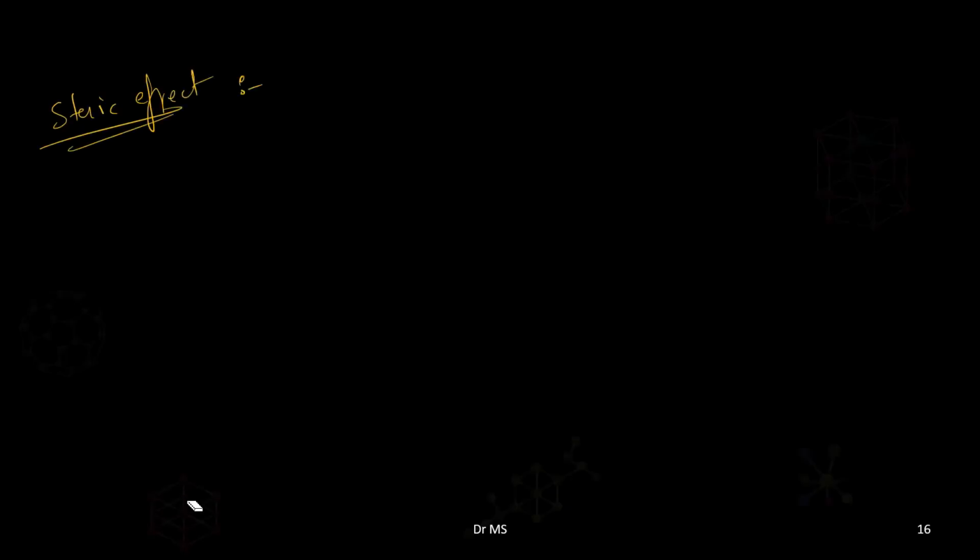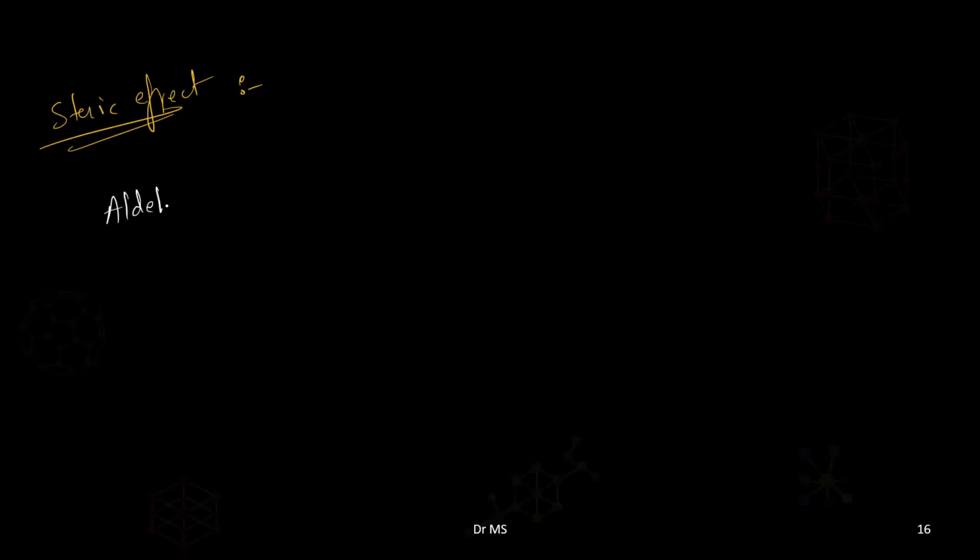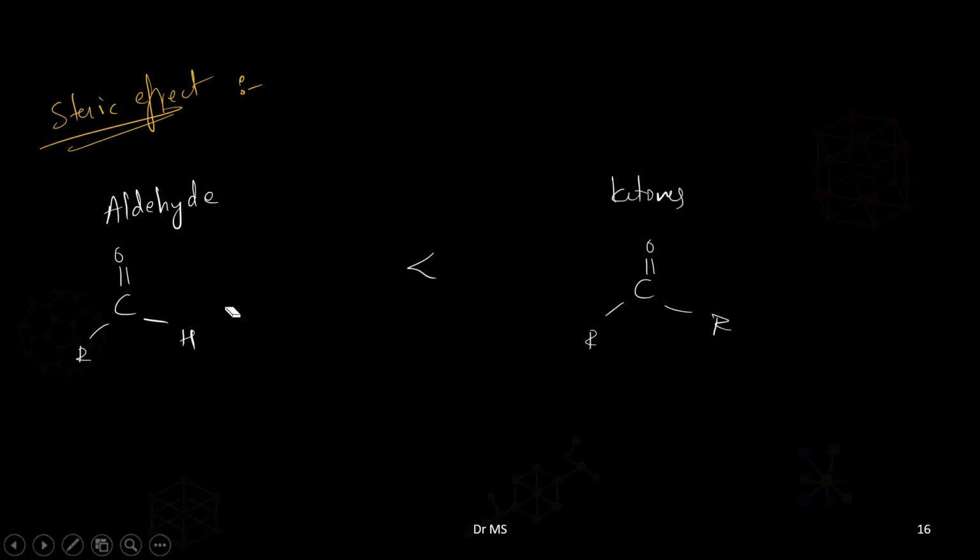If you see here, aldehydes are C double bond O, R, H, and the ketones are C double bond O, R and R. So which one has more steric hindrance here? Which one is surrounded by bulkier groups? Ketones, right? Ketones are surrounded by two alkyl groups, which could be alkyl or aryl groups. So they have more steric crowding compared to the aldehydes.